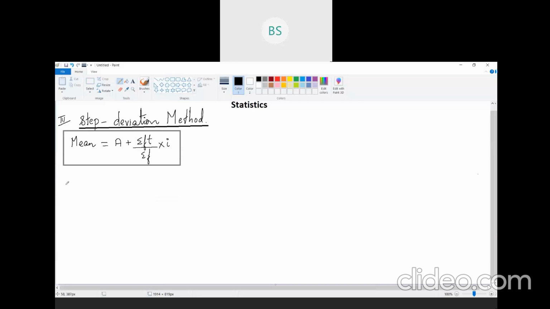So we'll start with 24th. Now in the 24th question, we can see that the class intervals are not continuous. So what we have to do is first make the class intervals continuous and then find out the class marks.